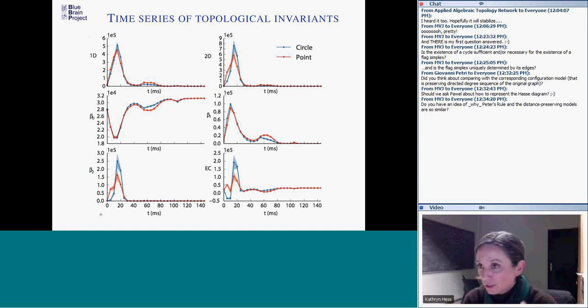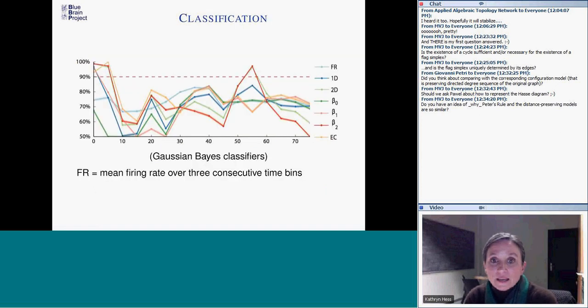So our point is not to show that topology provides the best classifiers, the best way of distinguishing between stimuli, but just that it's detecting something. It's worth thinking about topology in this context, because it actually is picking up something about what's going on in the circuit.